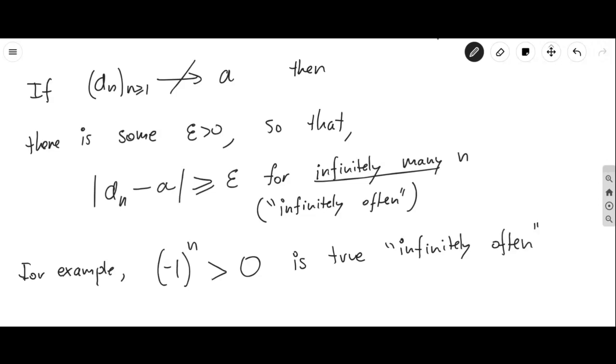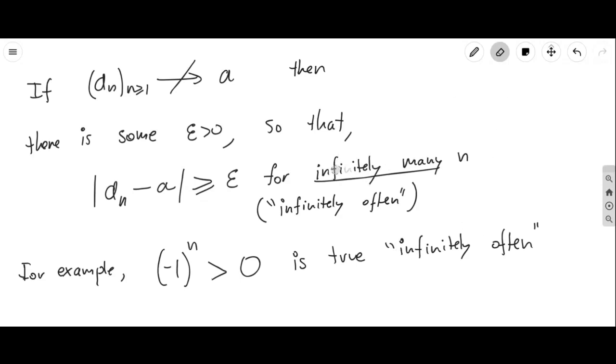That there's an infinite number of n's that make this true. For instance, the even integers. This is true for the even integers. We do not say for almost all n, because that's not true. There is no point beyond which this inequality becomes true. However, it is true infinitely often. There's an infinite number of integers that will satisfy this.